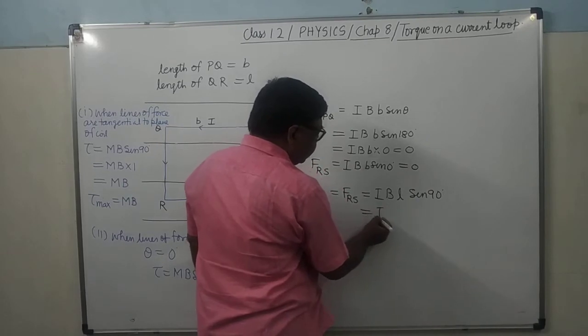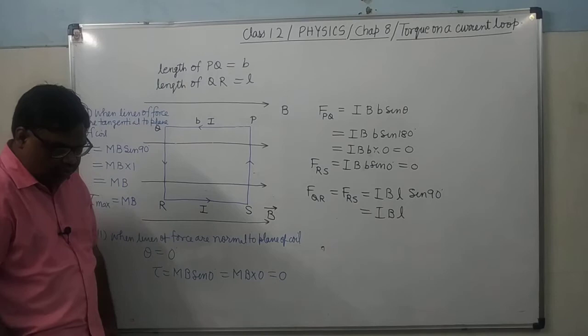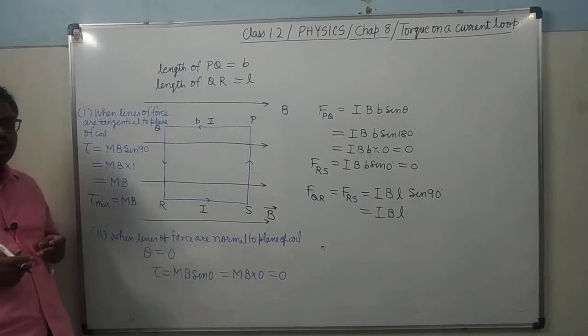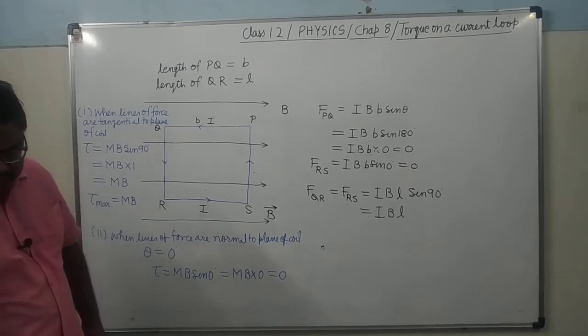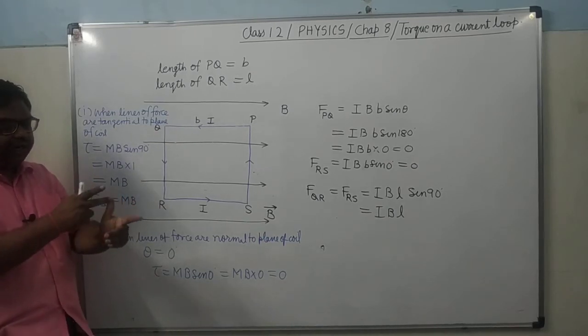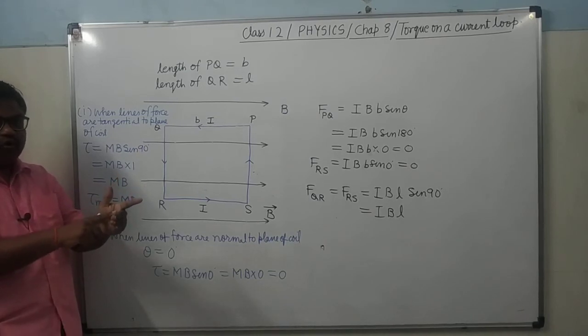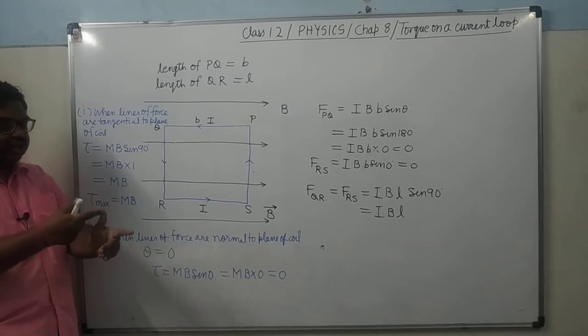Sine 90 is 1, therefore it will be equal to IBL. This much force is acting over QR and over RS. It is clear. Now see here, what will be the direction of force? That you can find by Fleming's left hand rule, IBF. This is the direction of I, middle finger, forefinger B, and this is the direction of F.